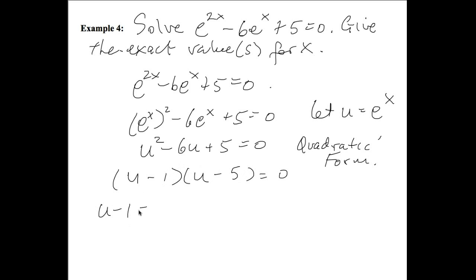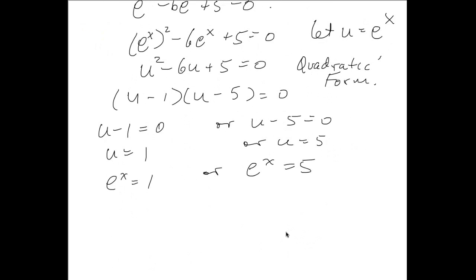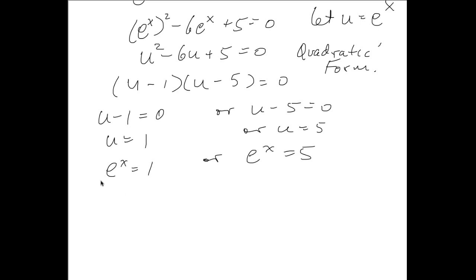So now I have u minus 1 equals 0, or u minus 5 equals 0. So u is equal to 1, or u is equal to 5. But remember that u is e to the x, so e to the x equals 1, or e to the x equals 5. So I've got two equations to solve here. All right, so how do I undo an e? Well, I'll take the ln.